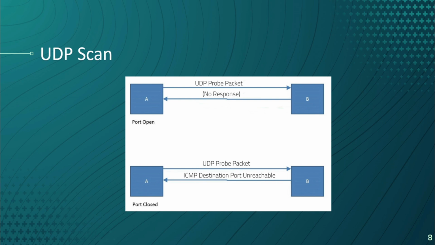The UDP scan looks something like this. As you can see, as A, the attacker, sends a UDP probe packet to B, there's no response, because there's no established connection between the hosts. So this is how we know the port's open. If the port's closed, once we send the UDP probe packet, then we get an ICMP destination port unreachable packet, meaning that the port isn't open.